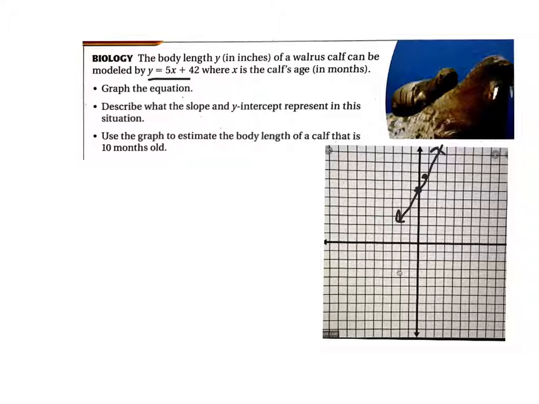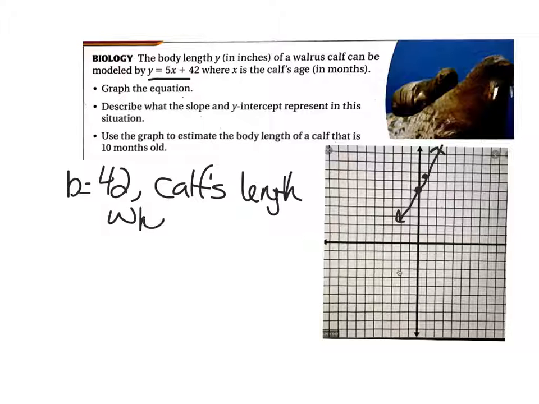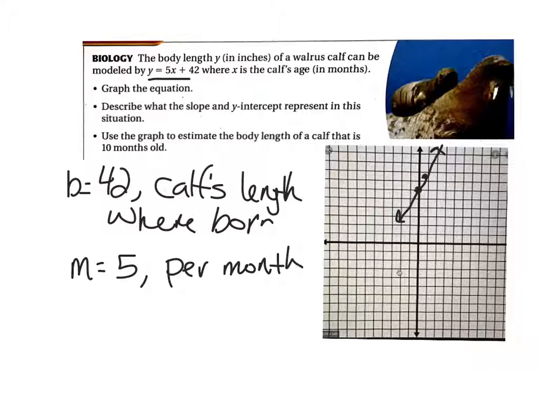That's pretty bad. Then it said describe what the slope and the y-intercept represent. Well, the y-intercept represents the 42, which represents the calf's length when born, at age 0 months. So when it was born, it was 42 inches. The slope is 5, and it describes how many inches per month it is growing. So per month growth, 5 inches. Remember, rate of change from the other day. Slope is rate of change.